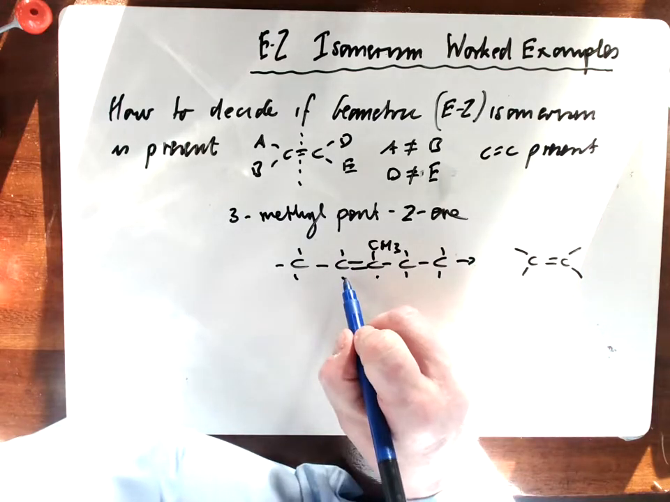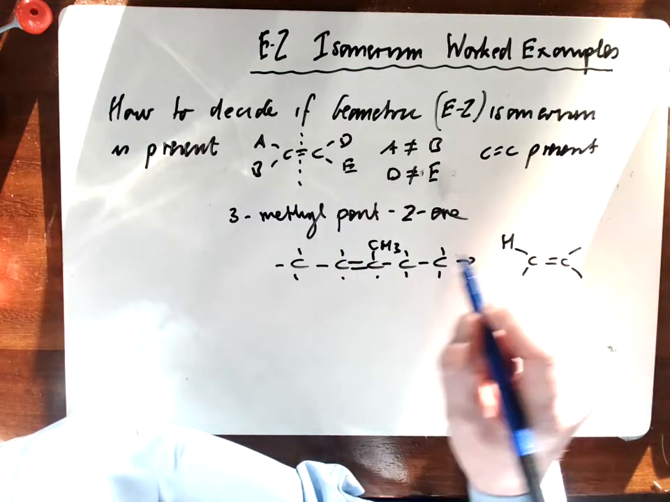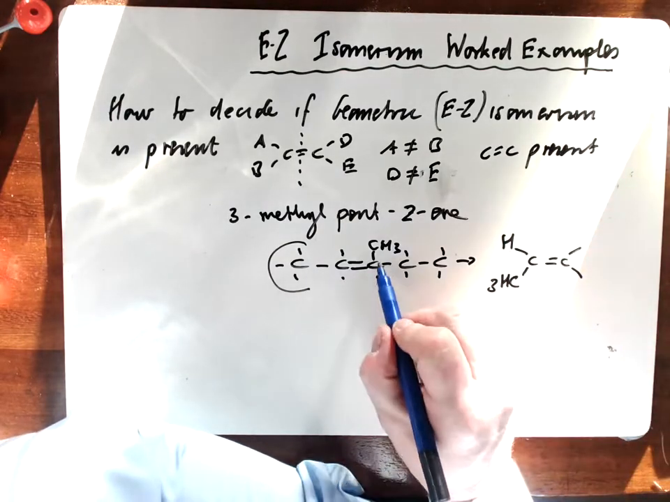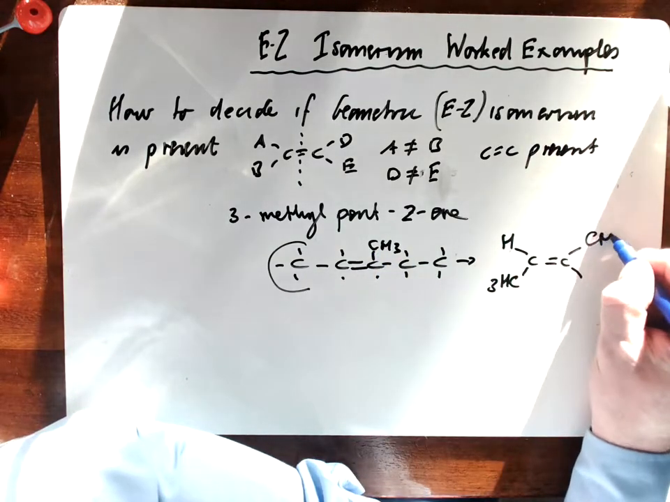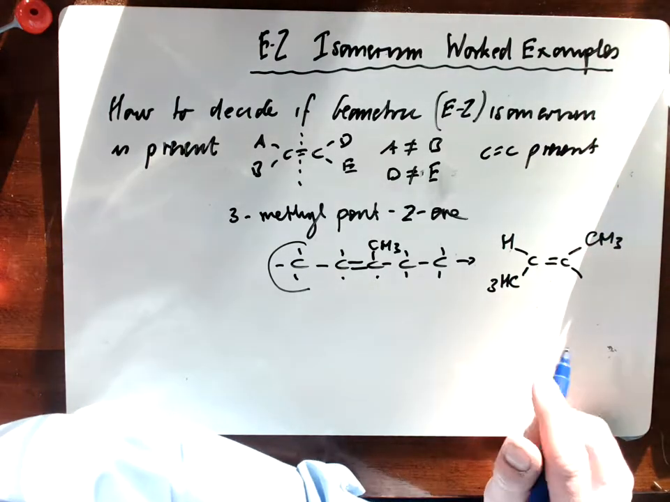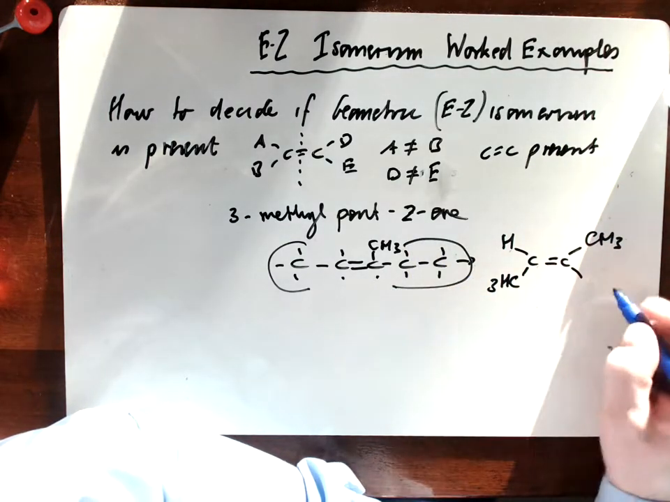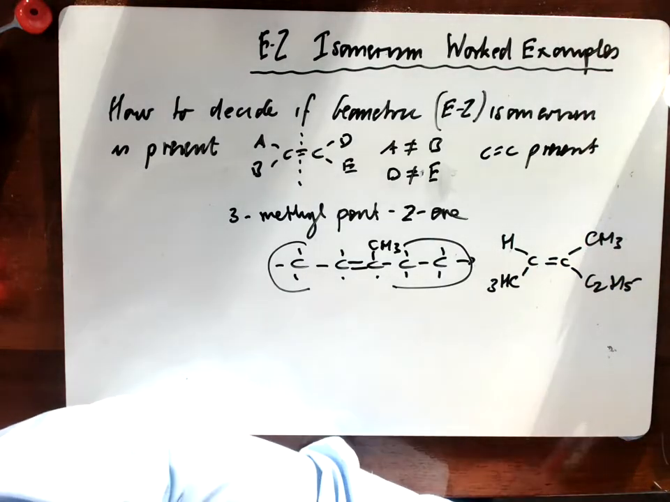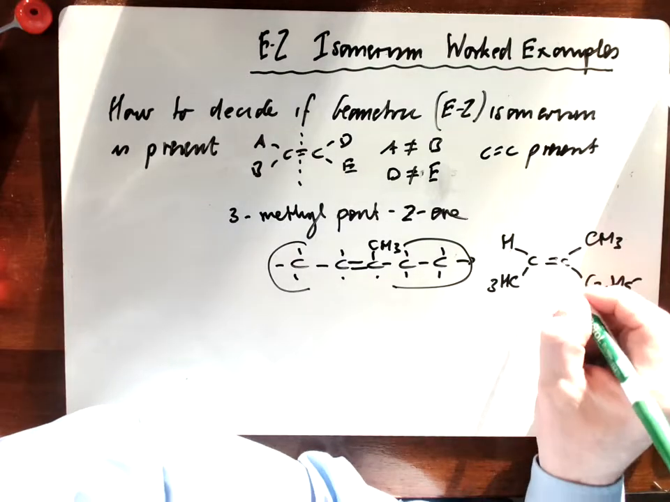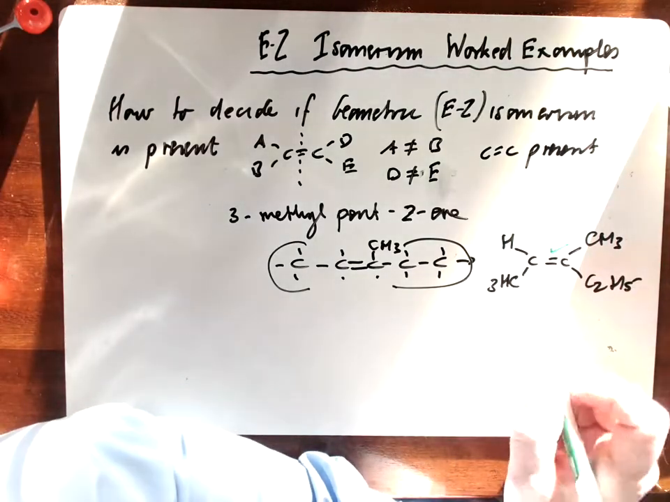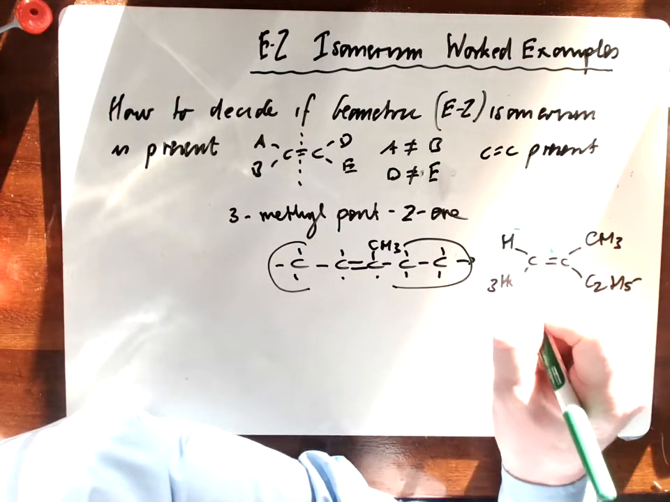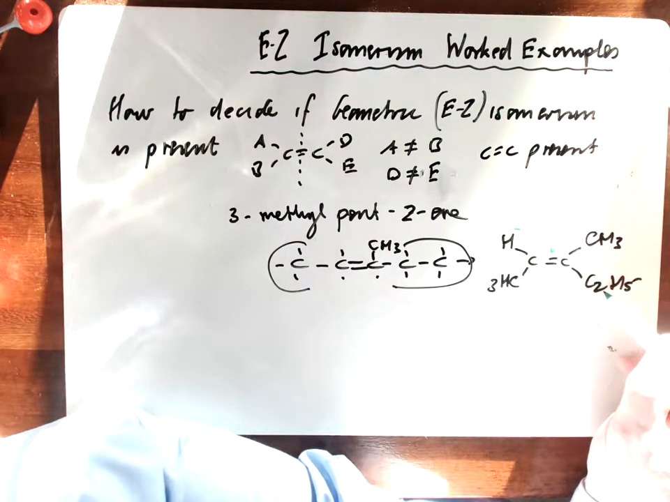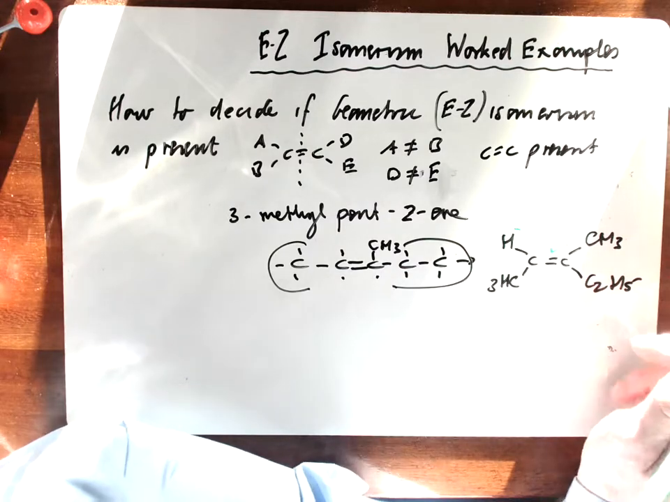So here we have on this carbon a hydrogen and a CH3 group, and on this carbon we have a CH3 group as well, and we also have here then a C2H5 group. So let's check, do we have the criteria? Do we have a double bond? Well, yes, of course we do. Do we have 2 different groups either side? Well, here we have a hydrogen and a CH3, so yep, A and B are different, and over here CH3, C2H5, so they're different. So we do have EZ isomerism.